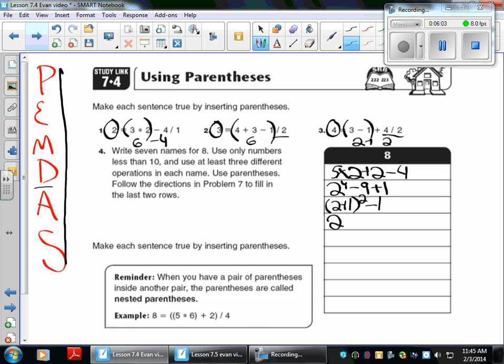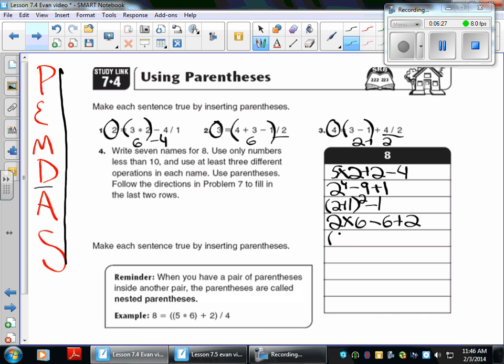Another example, 2 times 6 gives me 12. If I subtract 6, I get an answer of 6. And if I add 2, I get an answer of 8. 3 different operations, multiplication, subtraction, addition. All my numbers below 10 again, making sure we're following directions. A few more examples here.